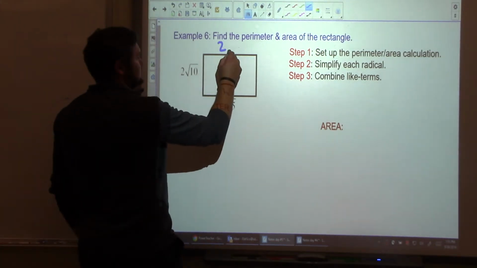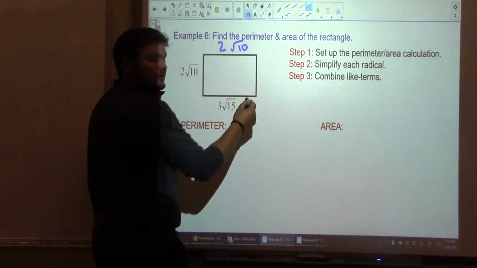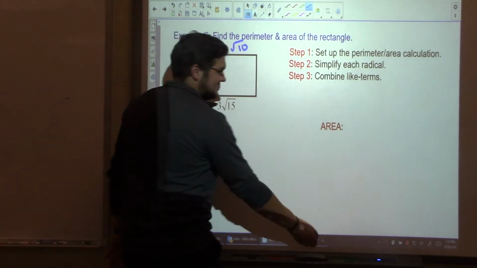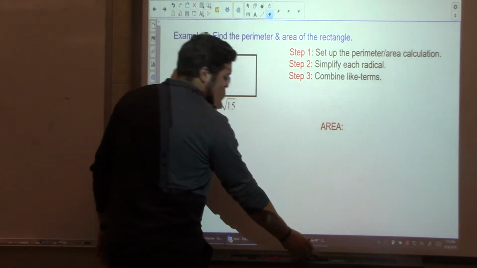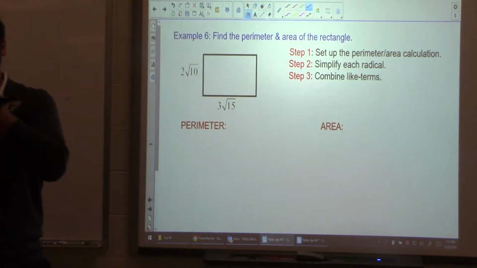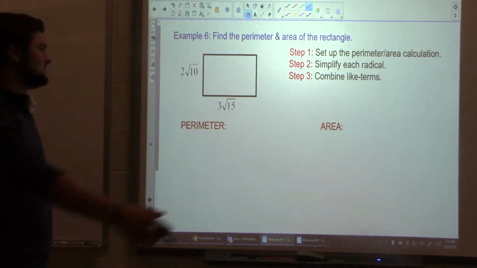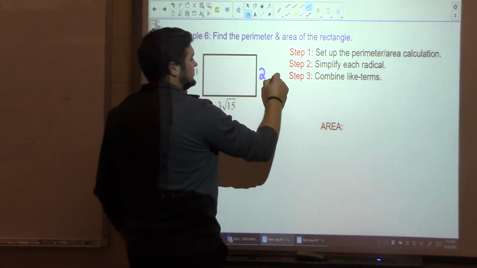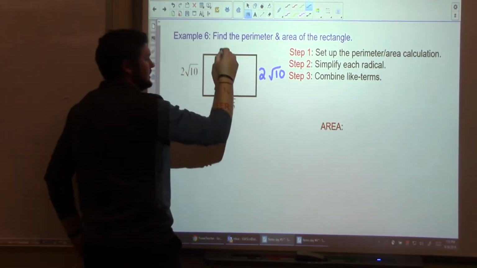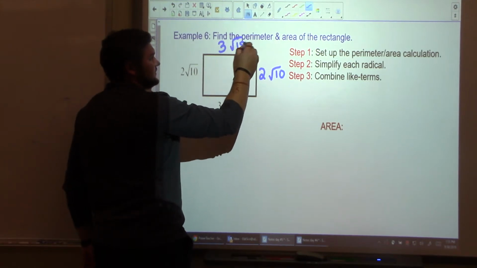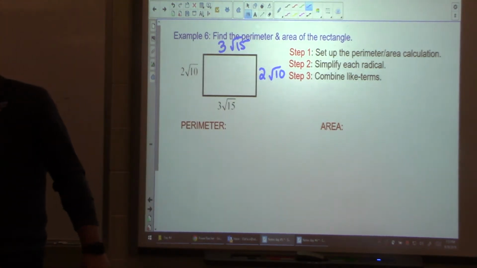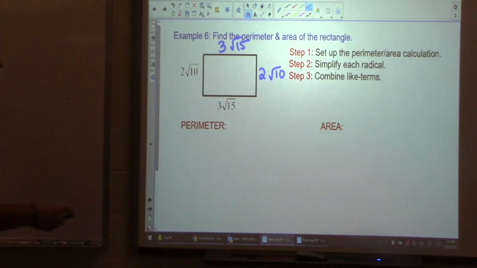Opposite sides in a rectangle are congruent, right? So this is 2 square roots of 10, this is 2 square roots of 10. This is 3 square roots of 15, that's 3 square roots of 15. So we need to add all of our sides to get our perimeter.